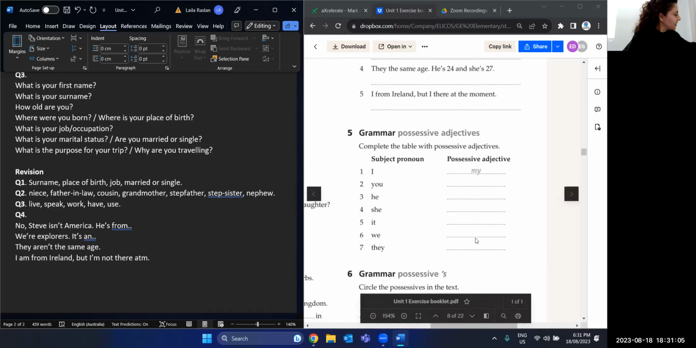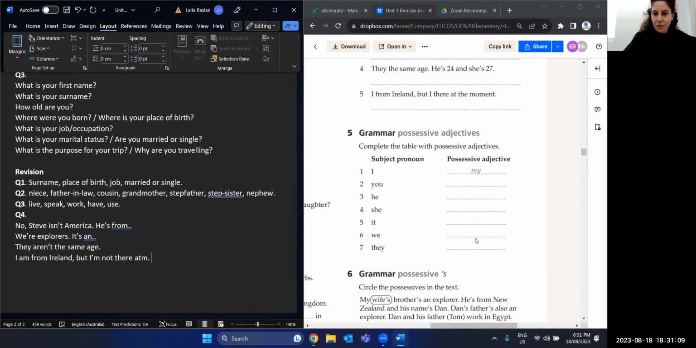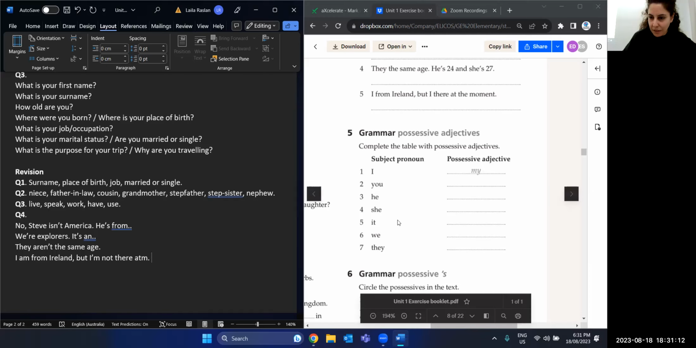We're very close. Let's quickly finish this and then we'll have a break. So the subjects: I, you, he, she, it, we, they. You have to be able to say it just as quick as that. Subject pronoun, you use it with an action. I live in Australia. I am Laila. I love whatever. Possessive adjective is when I talk about a noun.